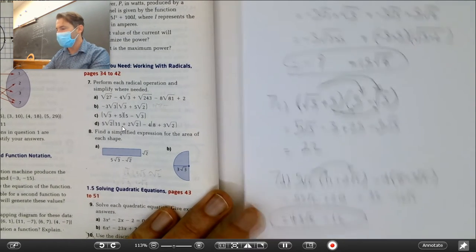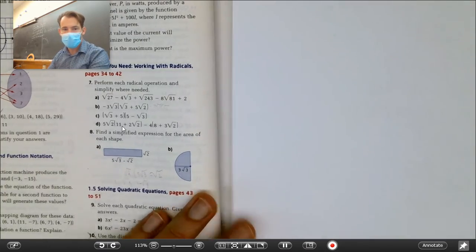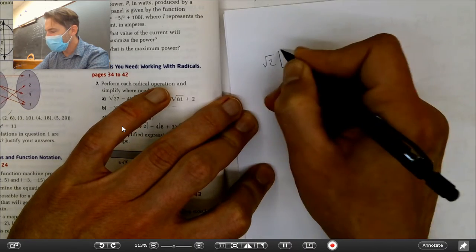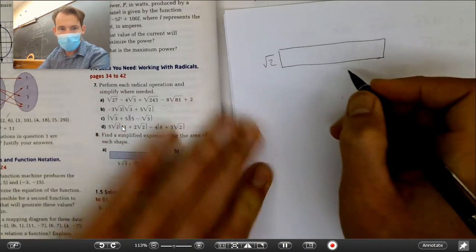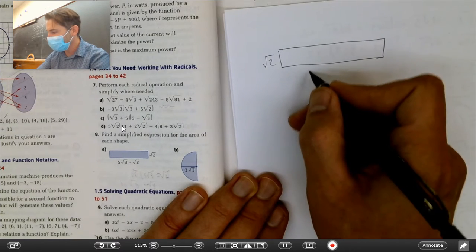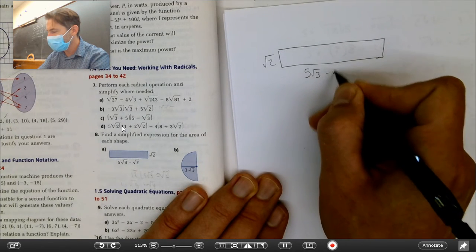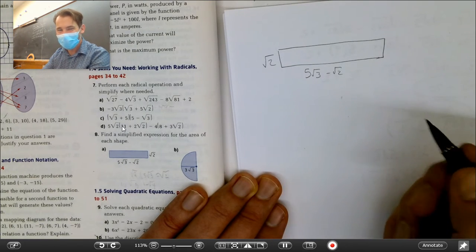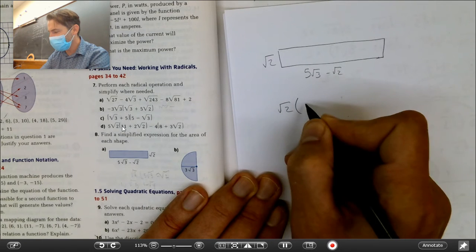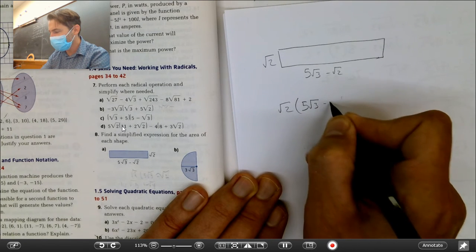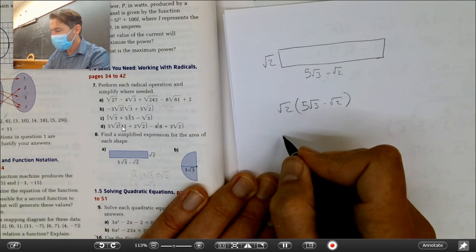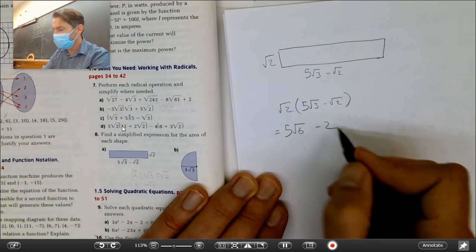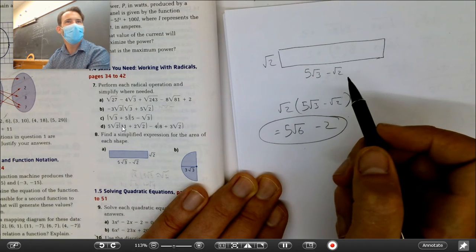Now let's take a look at some applications of radicals to areas. So if I have something like a side length root 2 and another side length of this rectangle, which is 5 root 3 minus root 2. Okay. Now to find the area, I use my area formula of length times width. So that's root 2 multiplied by 5 root 3 minus root 2. Multiply that in. This is equal to 5 root 6 minus 2. That's an area for that rectangle.